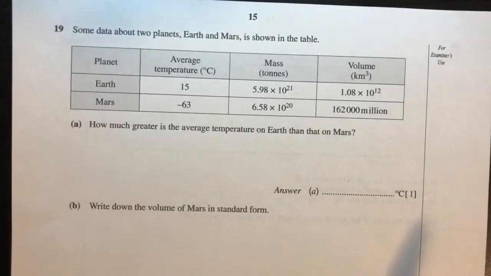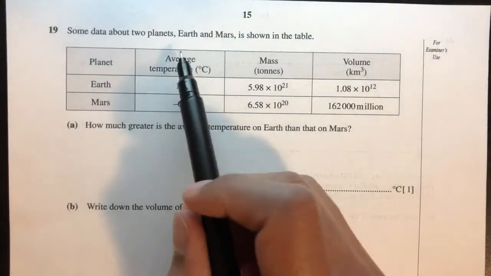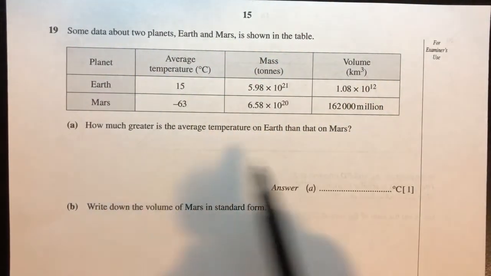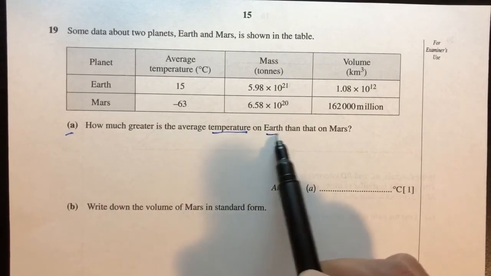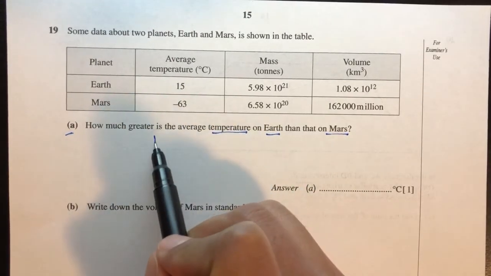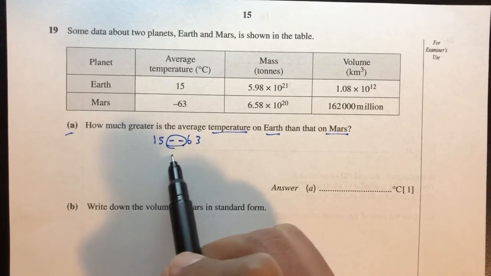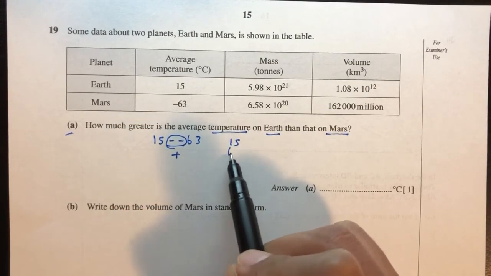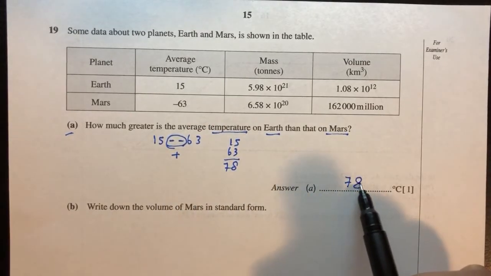Now question number 12. Some data about two planets, Earth and Mars, is shown below. Now, how much greater is the average temperature on Earth than that on Mars? So we have temperatures, find the difference of temperatures. So minus minus become plus. 15 plus 63, that will be 78.